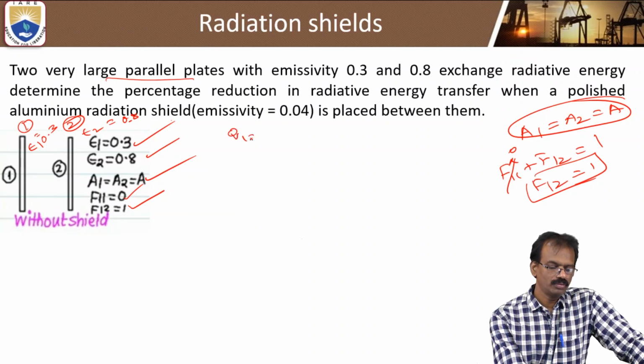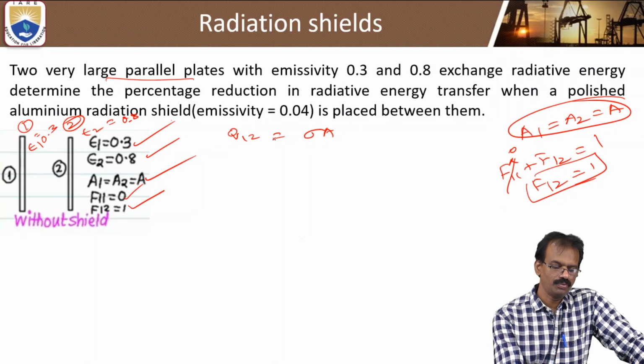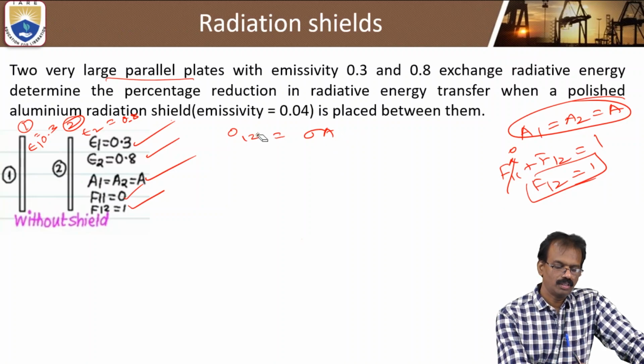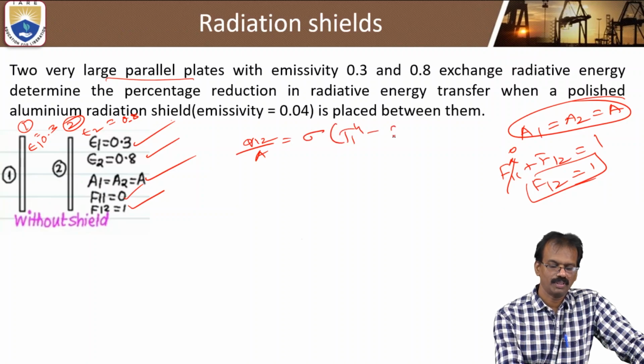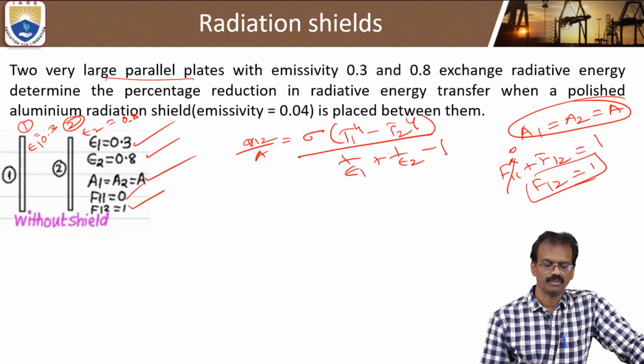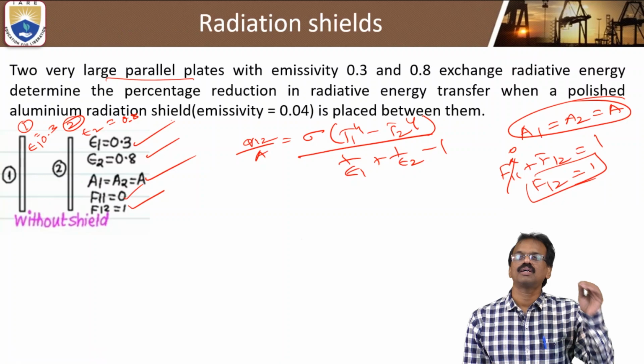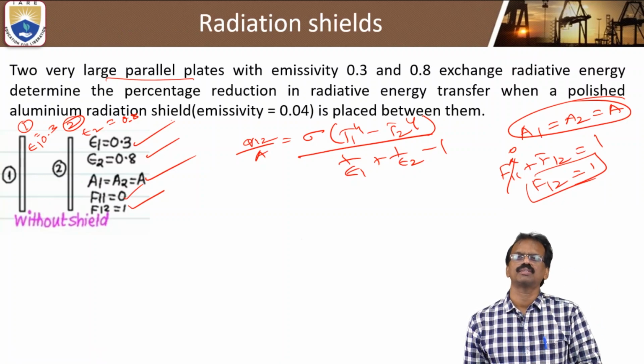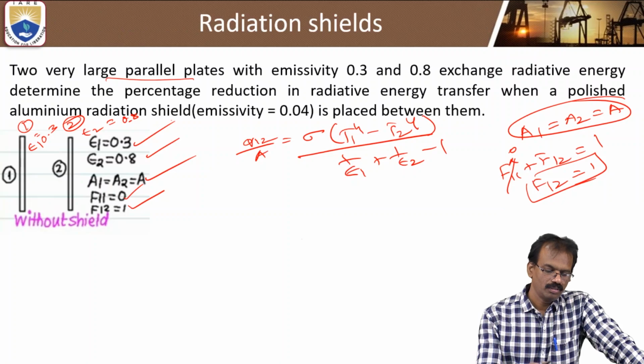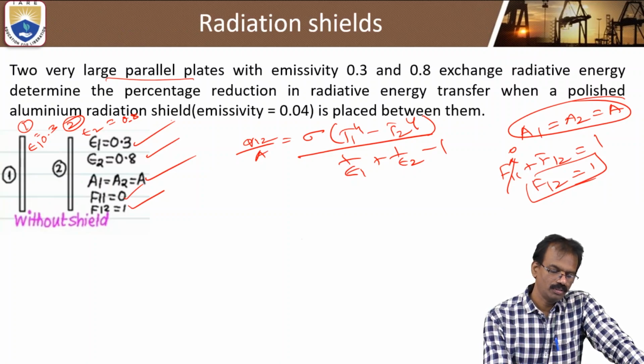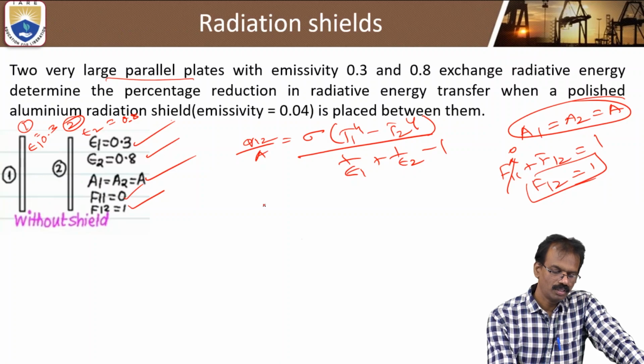So Q12 is equal to sigma A. Otherwise, if you consider heat flux, Q12 by area is sigma into T1 to the power of 4 minus T2 to the power of 4, by 1 by epsilon 1 plus 1 by epsilon 2 minus 1. Here temperatures are not given. For the reduction percentage, there is no need of these temperatures.